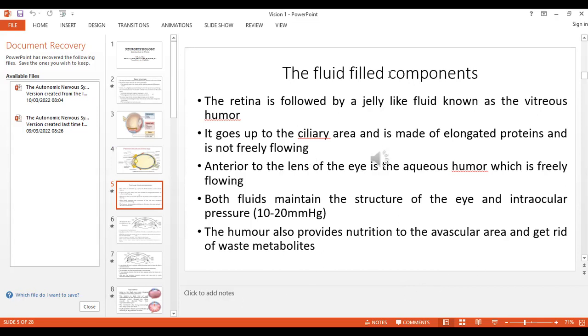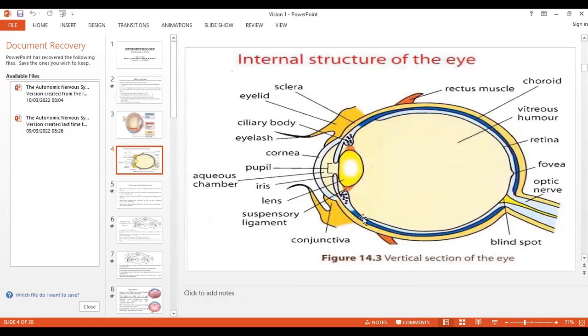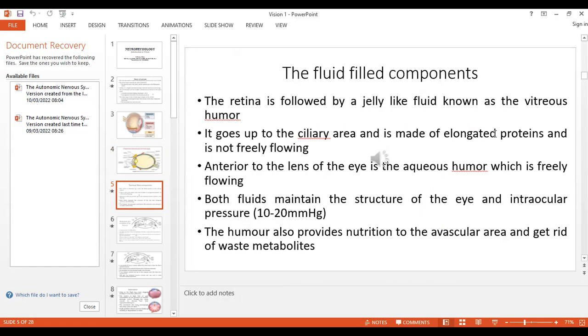Last time we also looked at the fluid-filled components. The retina is bathed by a jelly-like fluid known as the vitreous humor, which we talked about. So the vitreous humor is this part. Then there's also what we call the aqueous humor. The vitreous goes up to the ciliary area and is made up of elongated proteins and is not freely flowing. Anterior to the lens of the eye is the aqueous humor, which is freely flowing. There are pathological conditions that come about if the production of the aqueous humor is not controlled.